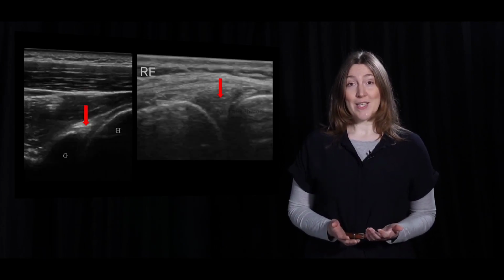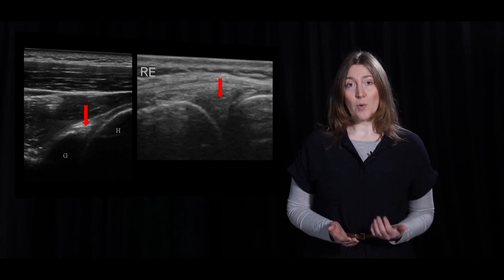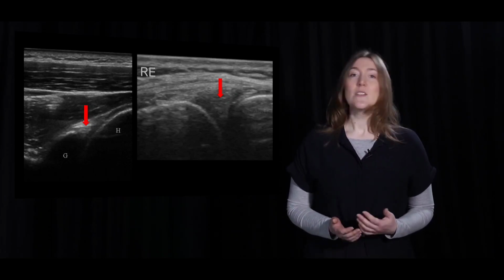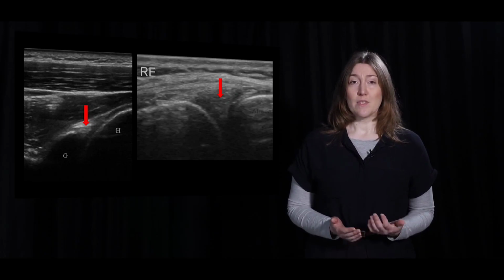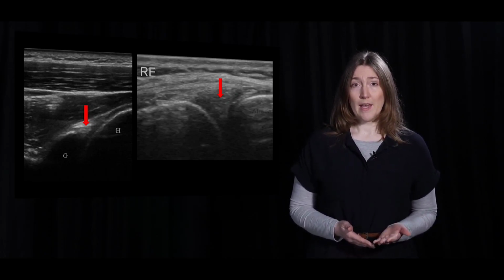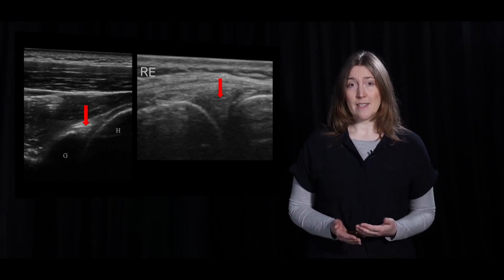The answer to this question is that fibre cartilage is more hyperechoic than hyaline cartilage. In these two images, you see two examples of fibre cartilage. On the left side, the shoulder labrum, and on the right side, a medial meniscus of the knee.